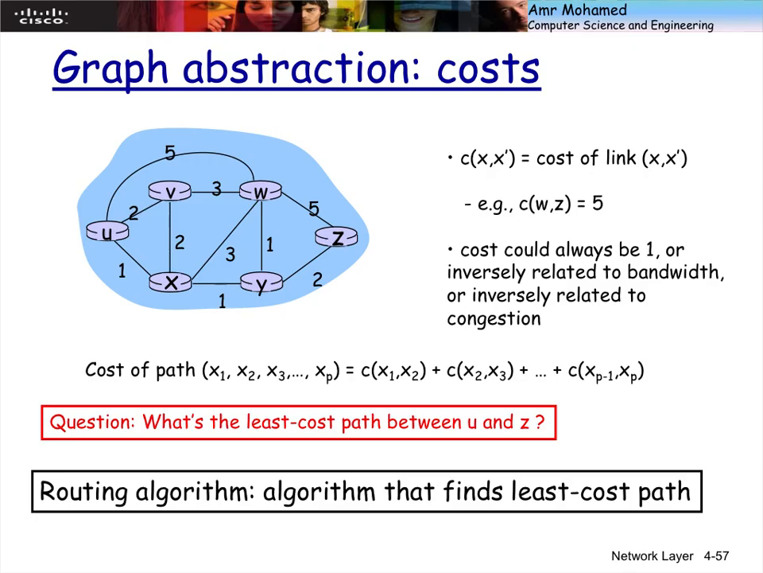So this is what we talked about. The cost of a link between X and X dash, between any two nodes, is actually known, of course. For example, between W and Z, it's 5. Okay? The cost between U and Z is the cost of all the links that will lead to Z. Okay? And then the routing becomes finding the minimum total cost that will allow the packets to go from U to Z. Okay? So this is easy. So this is the job of it.